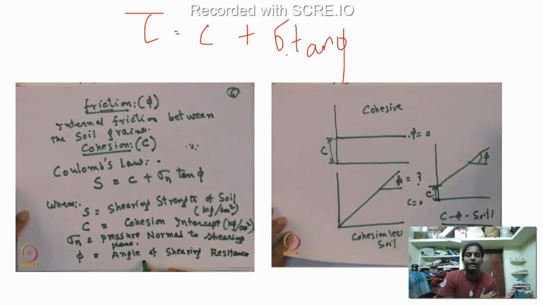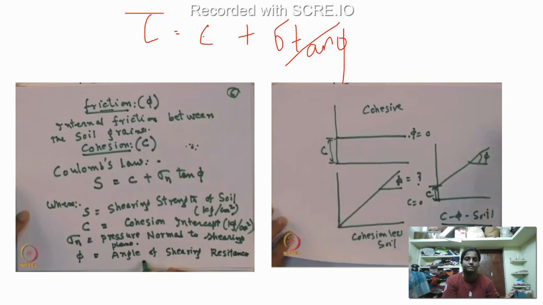Mohr has found one part, and then Coulomb has added to that. So we call this the Mohr-Coulomb equation: tau equals C plus sigma tan phi. When it is going to be a pure cohesive soil, then you won't be having this part. Your phi will be 0.